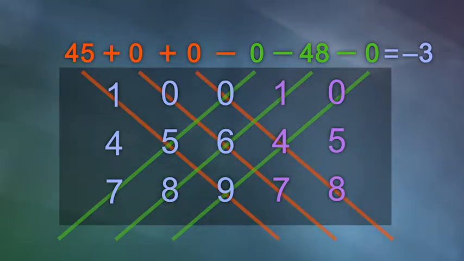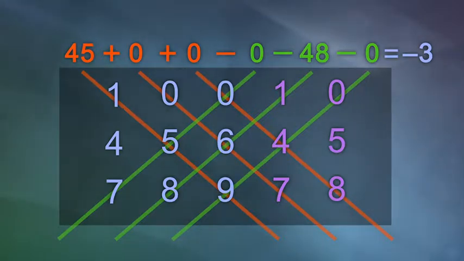Now, I've just shown you one way to remember how to find a 3 by 3 determinant. It's cute, but I want to warn you, this idea of crisscrossing diagonals does not generalize to computing determinants of larger matrices. So I'll give you another way to remember the 3 by 3 formula that does generalize.